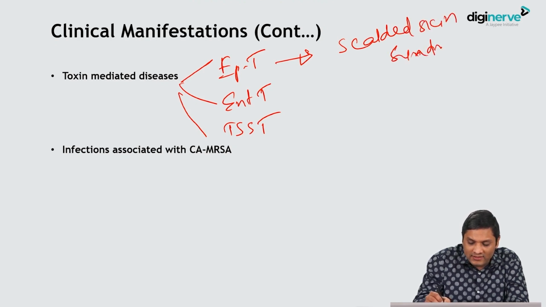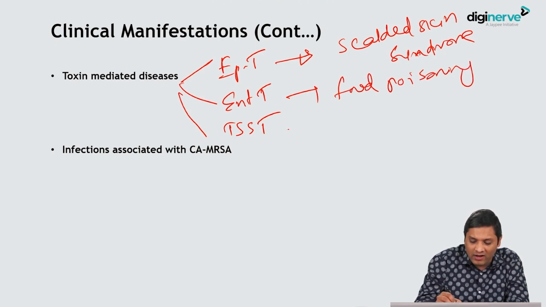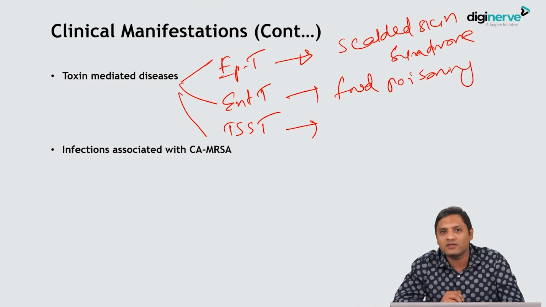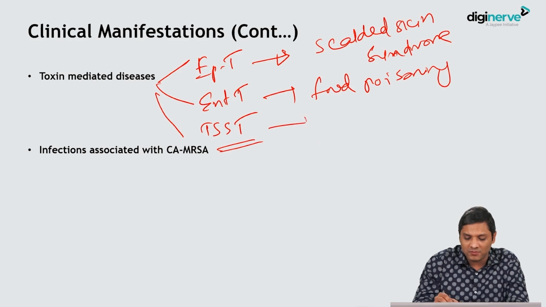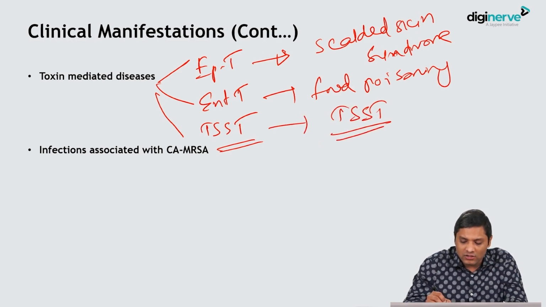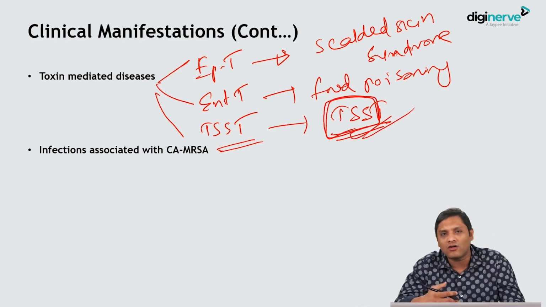This we have already discussed earlier. Enterotoxin can cause food poisoning, especially following the ingestion of contaminated milk products. Toxic shock syndrome toxin is responsible for an important disease called toxic shock syndrome. So these are the various toxin-related diseases caused by Staphylococcus aureus.